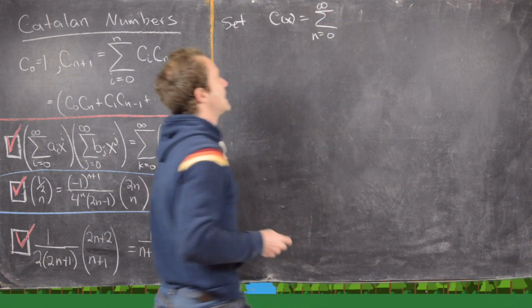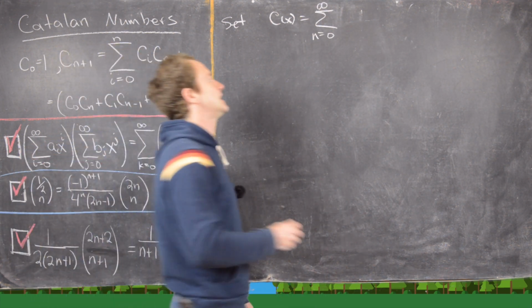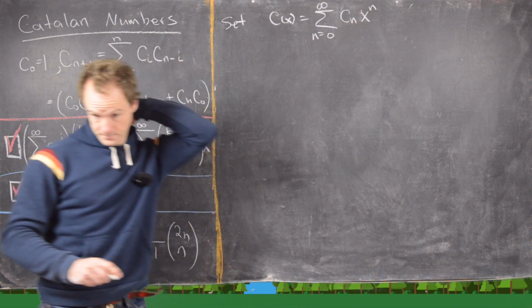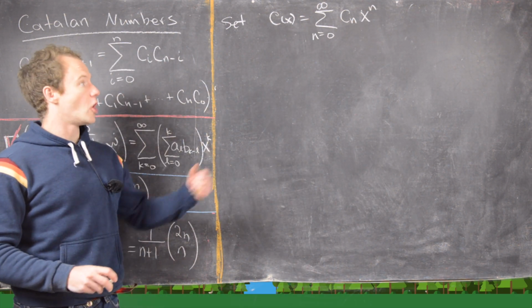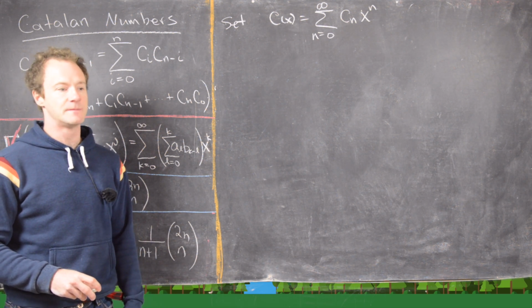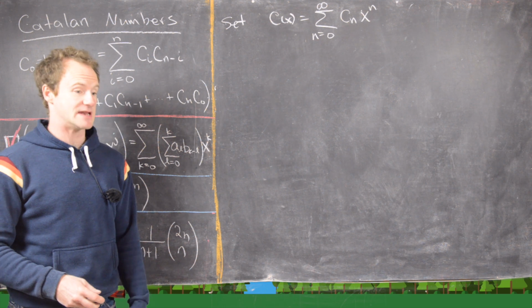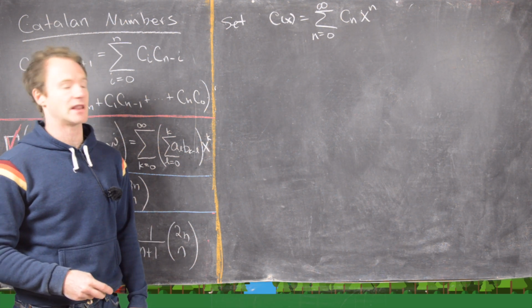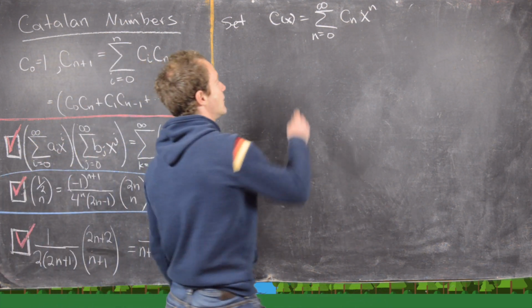In other words, the sum n equals 0 to infinity of c_n times x to the n. So our goal will be to find a closed form for this generating function and then re-expand it as a power series where we can see a closed form for the Catalan numbers. So let's see how we can do that.